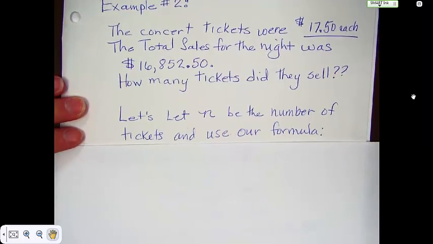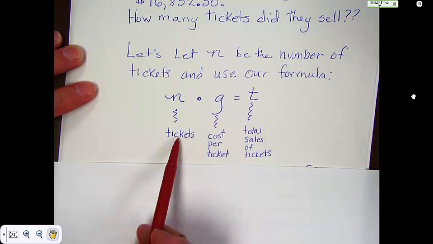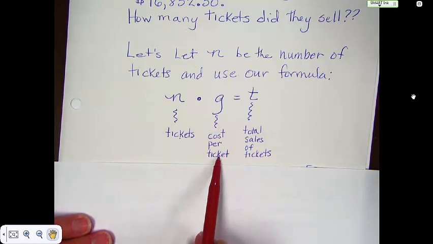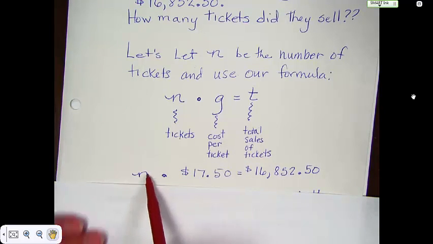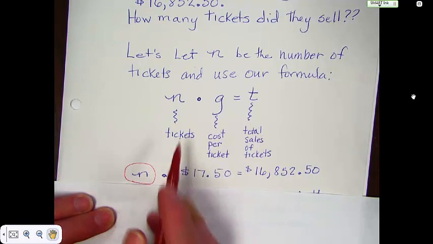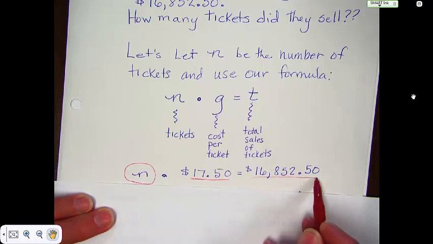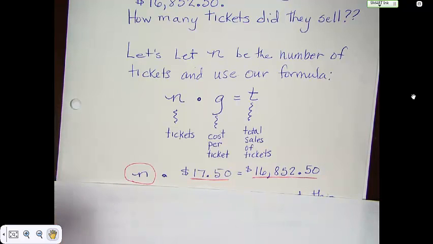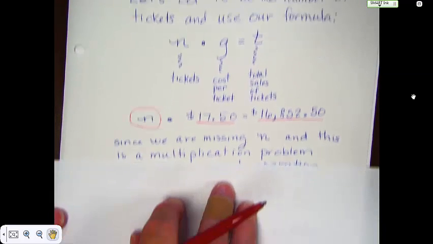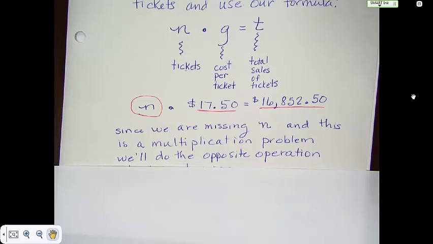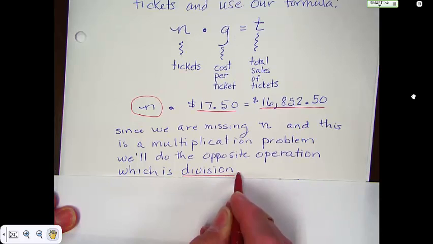We have N to be the number of tickets, and we're going to use our formula. We have G to be the cost per ticket, and we have T to be the total sales. Now, at this point that means we don't know N, because we don't know how many tickets were sold. We do have the price per ticket, and we have the total sales right over here. So right at this moment it looks like a multiplication problem. However, since we're missing N, and this is a multiplication problem, then we're going to do the opposite operation to solve it, which is division.